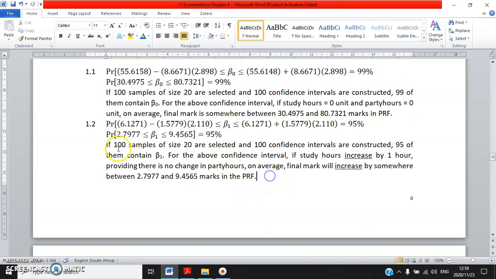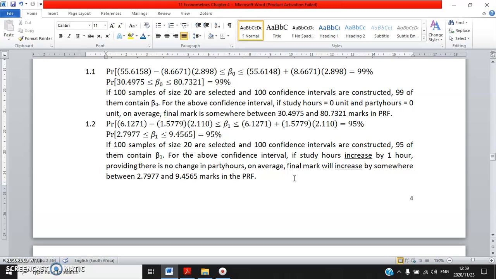So confidence interval: if 100 samples of size 20 are selected and 100 confidence intervals are constructed, 95 of them would contain the true B1. And for the above confidence interval, it means when X1 study hours increases by 1 unit, providing there is no change in party hours, then on average, final mark would increase by somewhere between 2.7 something and 9.45 something units in the PRF.